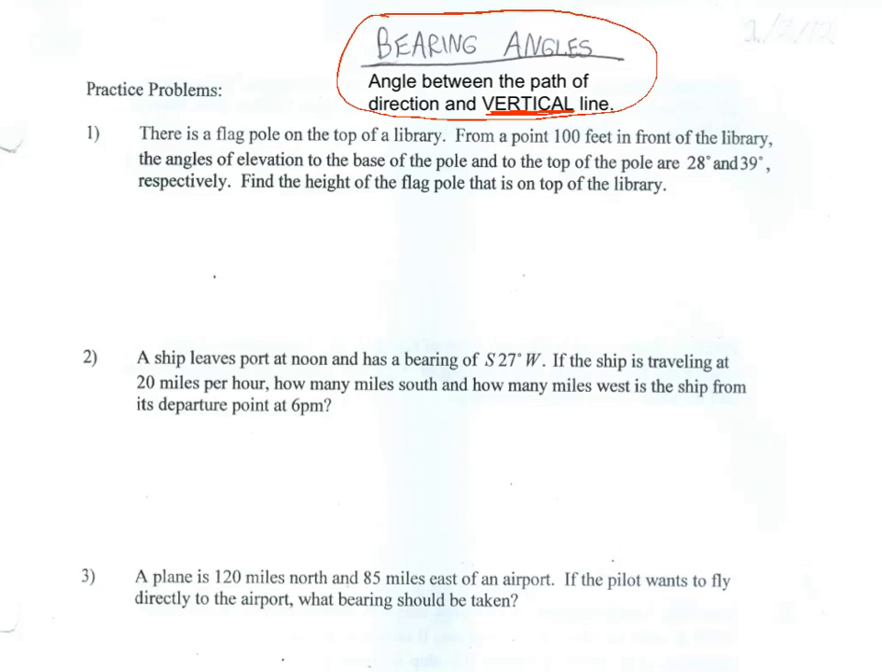All right, on to more word problems using SOHCAHTOA. We did the previous one, we did the angle of elevation and depression. Now we're going to do what's called bearing angles. You can see what I have here outlined in the red. You can take this down.